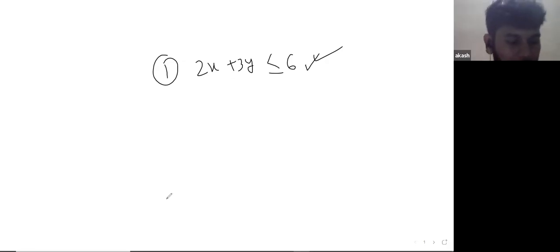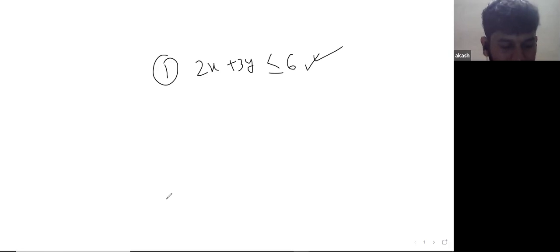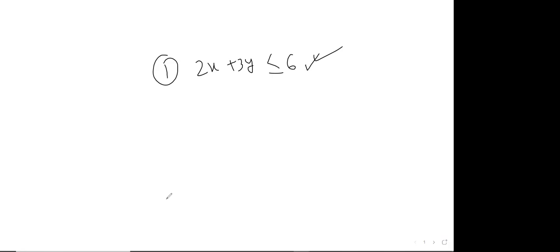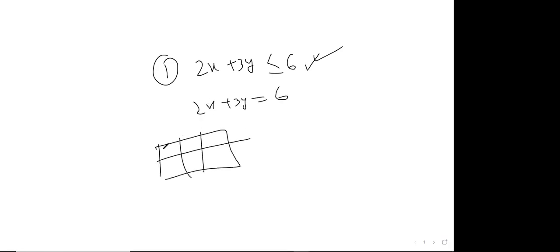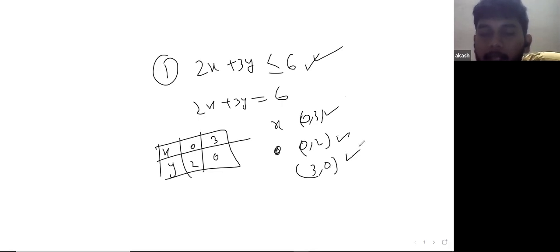Okay, are we done, Gautam? Take me through the steps. Sir, I wrote 2x plus 3y is equal to 6. Then I got the coordinates x 0, comma 3 and y 2, comma 0. No, don't write like this. This is not a coordinate system, right? You have to write 0, 2 and 3, 0. These are 2 points, right?